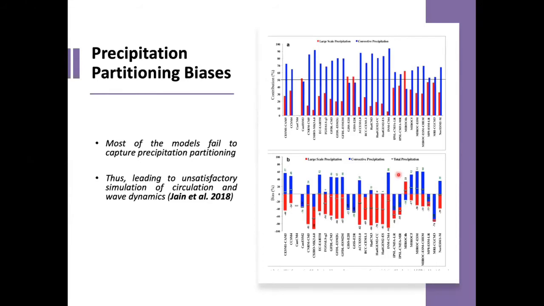So why is this partitioning important? One might argue, why do we bother, we just want to know the total precipitation. But the large-scale and convective precipitation have different latent heating profiles in the atmosphere, and because of that the circulation changes and so on. It depends on what your latent heating profile is. So if we don't get this partitioning right, many things go wrong. There are cascading effects.